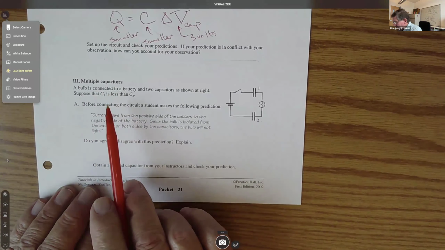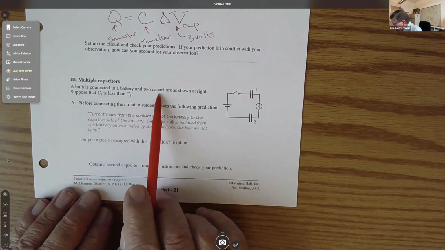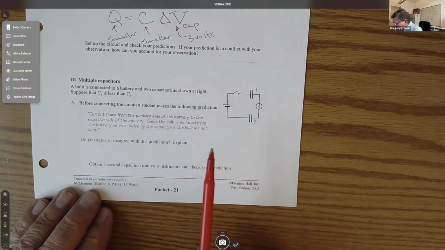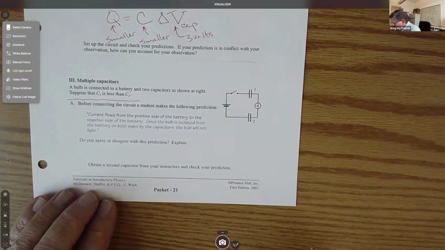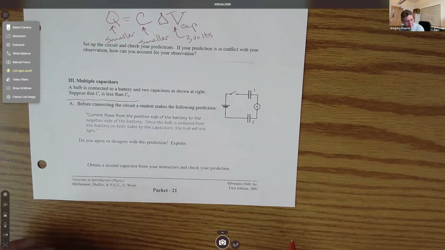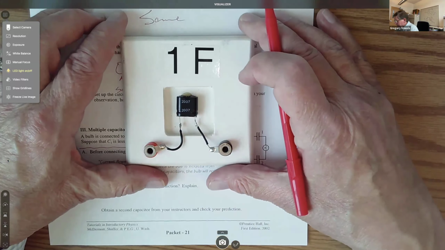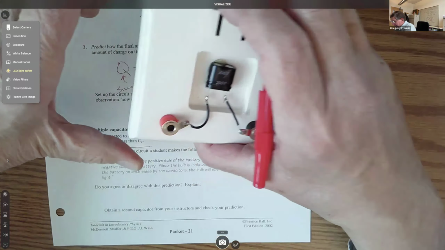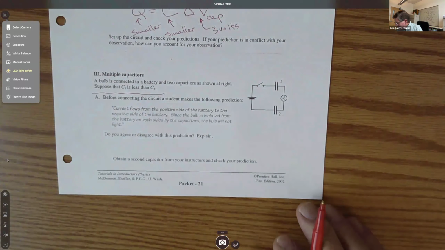Okay, now things get tricky. Now we're going to put that bulb in between two capacitors as shown. And suppose that C1 is less than C2. Now I have a second capacitor. This one has 1 farad, and the other one has 1.5 farads. And so those will be our two capacitors.